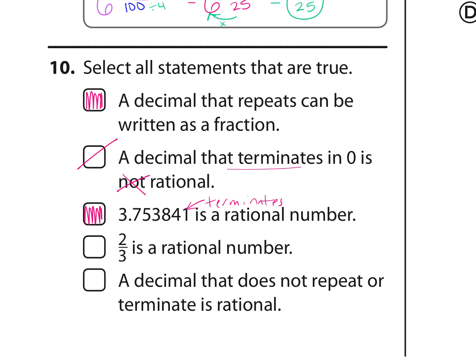If it is a terminating decimal, it is a rational number. The next is 2/3 is a rational number. Rational has the word ratio in it, which just means fraction. If it can be written as a fraction, that's the definition of a rational number. The last one says a decimal that does not repeat or terminate is rational. That's not true. If it does not repeat and does not terminate, it is irrational.